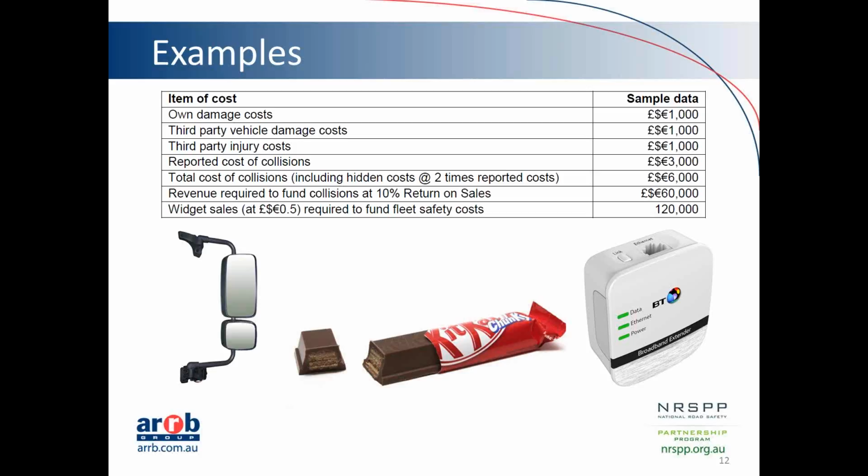How many deliveries would you need to do? How many products would you have to manufacture or sell? How many contracts do you need to win to recover your uninsured costs? Or to put it another way, how many new vehicles could you purchase if you could reduce your total cost of risk?